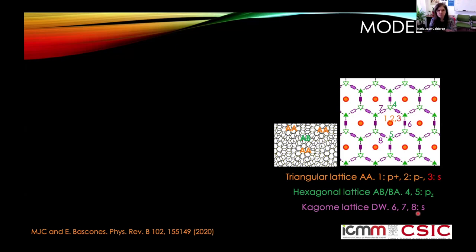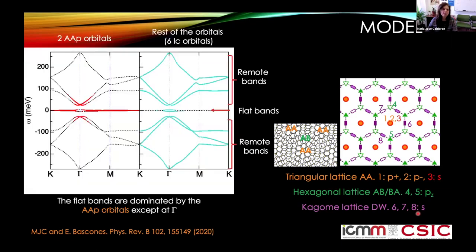and then we can have a look at what is the orbital weight of each kind of orbitals in our bands. Here I have made 2 groups. One is with the AAP orbitals. These are the orbitals that are in the triangular lattice. And the red color here and the width of these bands is related to what is the weight of these orbitals in these particular bands. So we can see that the AAP orbitals dominate mainly the flat bands, except at gamma, while the rest of the orbitals, which we call LC because they are less correlated, dominate the remote bands, except at gamma, where they are also important in the flat bands.